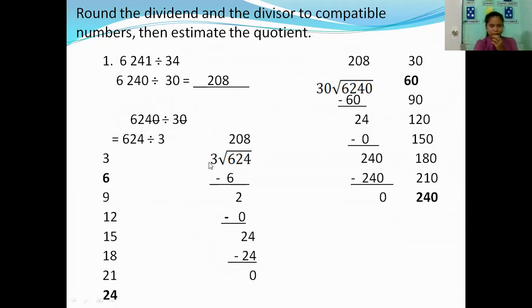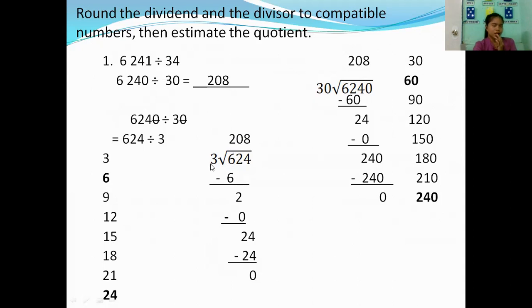So we can now divide using the long division method. 624 divided by 3. Then we have here the multiples of 3. So 6 divided by 3, we have 2 here in the first place. So we write here 2, then subtract 6. So that is 0, then bring down 2.